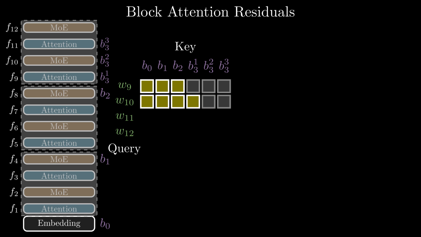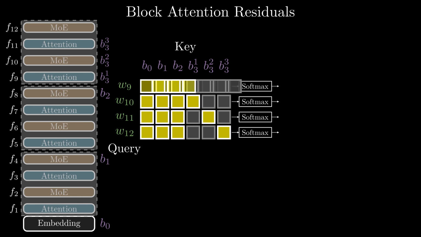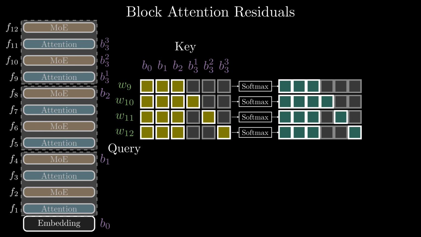Computing H10 can use B3 with the partial sum up to layer 9. Computing H11 can use B3 with the partial sum up to layer 10. And so on. We then apply softmax on these valid scores to produce the attention weights alpha. Finally, we combine the value vectors using the attention weights to get the outputs H9, H10, H11, and H12.